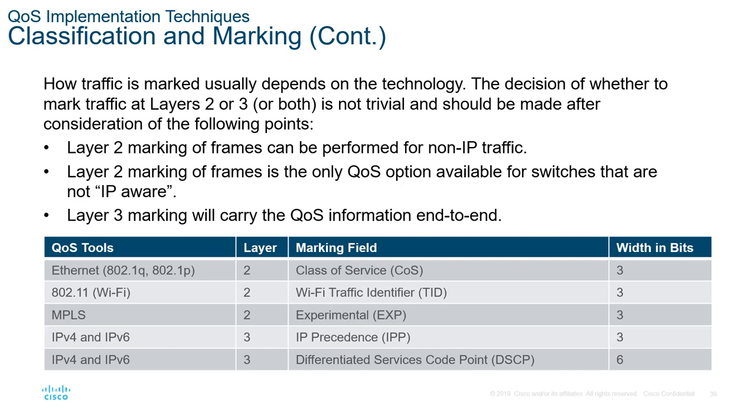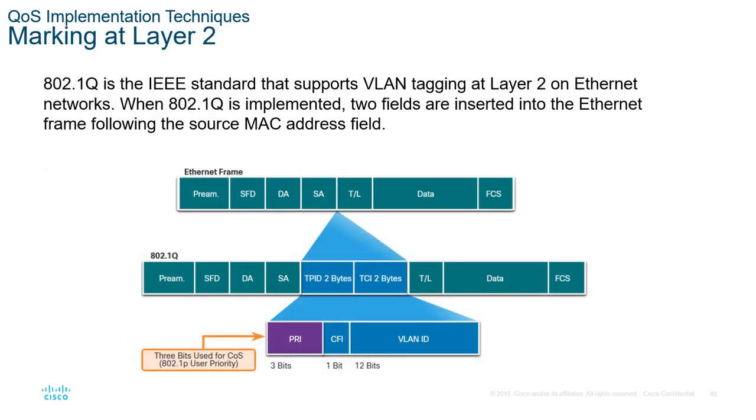So let's go ahead and look at this a little bit more in depth with our QoS tool for 802.1Q. You will see that we have a TPID, a priority, a CFI, and a VLAN ID. Well, the priority is actually the 3 bits used for our class of service. Sorry, not our QoS, but our CoS. That CoS is part of the QoS features at this layer.